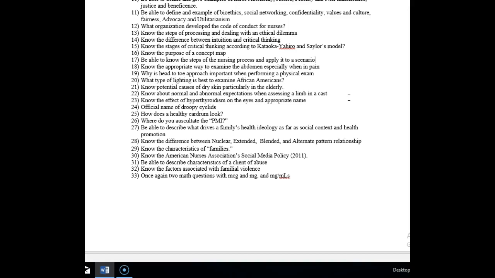It says, why is the head-to-toe approach important when a person is receiving a physical exam? Oh, okay, I'm sorry, I was stopped. Where was I? Oh, why is the head-to-toe approach, that's number 19, important when performing a physical exam?